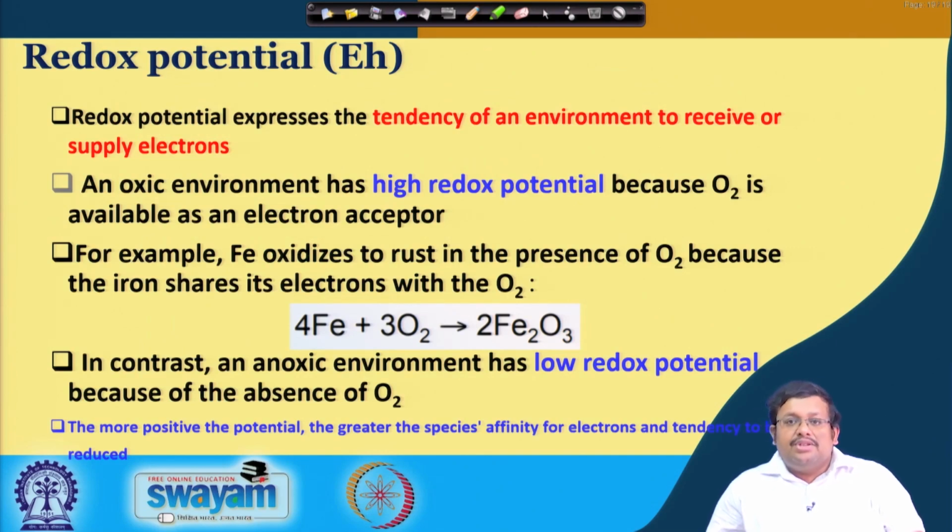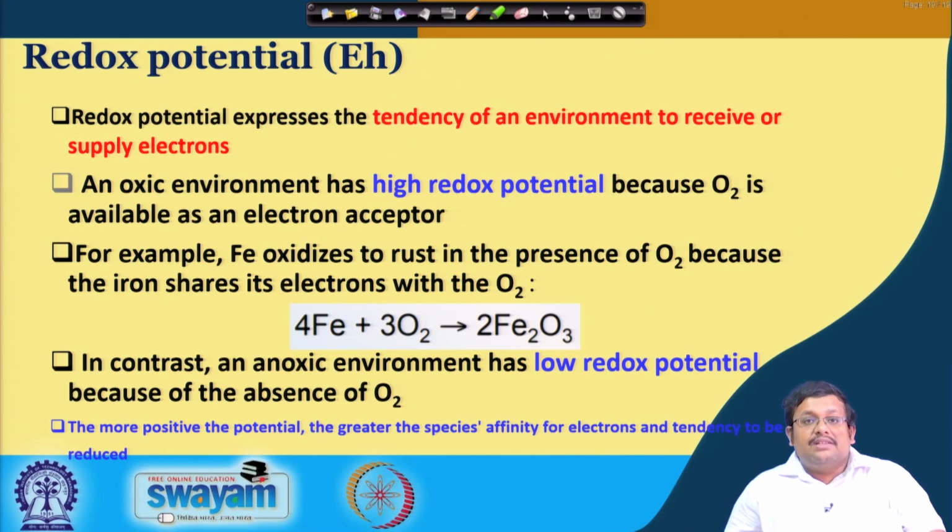Now, regarding the redox potential, in short we can denote this as EH, and redox potential expresses the tendency of an environment to receive or supply electrons, and we have discussed the redox potential in the light of these iron oxygen reactions to produce the ferric oxides. Remember that an oxic environment has a high redox potential because oxygen is available as an electron acceptor. In contrast, an anoxic environment has low redox potential because of the absence of oxygen.